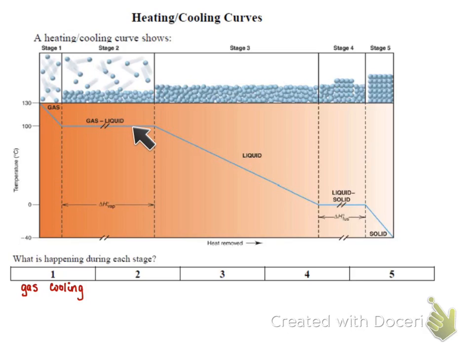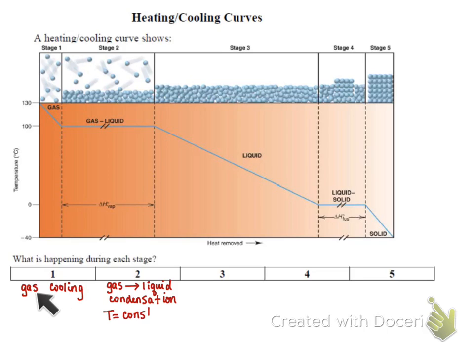So in this section here in stage 2, it's going to be made up of both a gas and a liquid, 2 phases, because it's phase changing. Notice that the liquid particles are close together, but they're moving and they're not lined up. They're all disorganized, but touching each other. And we have a liquid in combination with a gas.